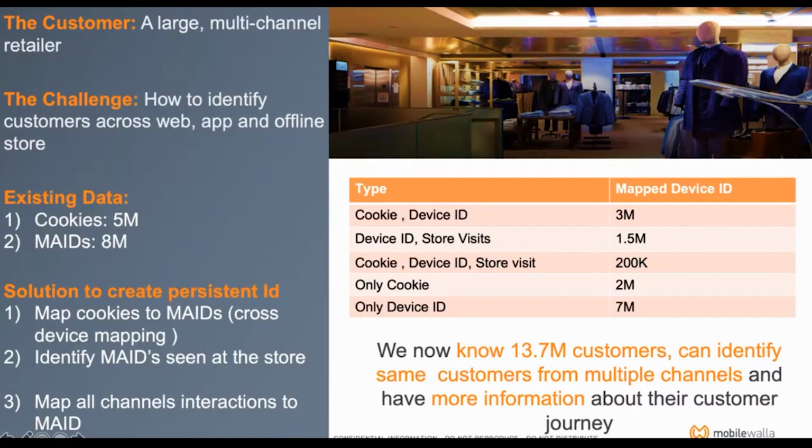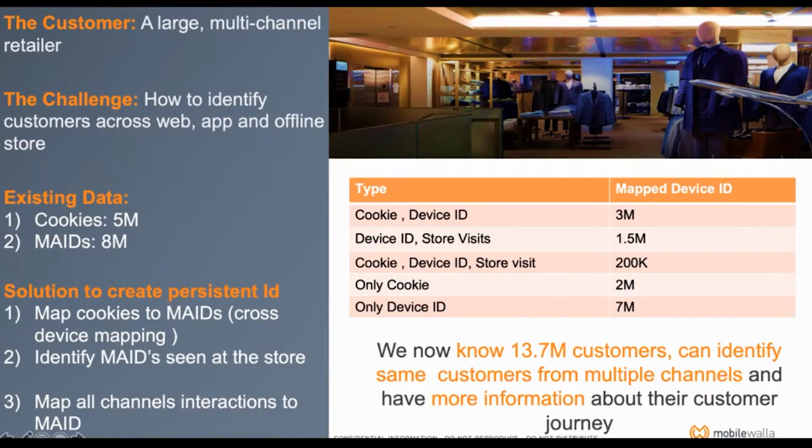The other thing you could do is identify MAIDs who had visited the store. So we looked at all the devices seen at the stores and captured that information, and we mapped all these channel interactions to MAIDs. Essentially we looked at the MAID as the persistent key. So what we got is this table: a cookie ID, device ID, which is 3 million, device ID, store visit 1.5 million. You have the numbers here.